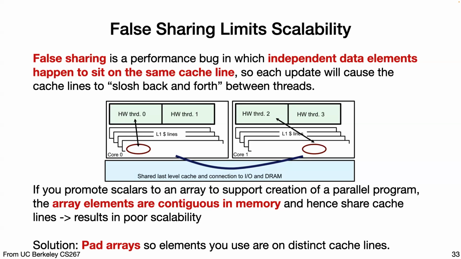And so in the thing that we just did, where we made scalars into this partials array to do parallelism, the array elements are contiguous in memory. And so two adjacent threads might be updating the same cache line despite updating different partials. So the solution to this is that you pad the arrays so that you use different cache lines.